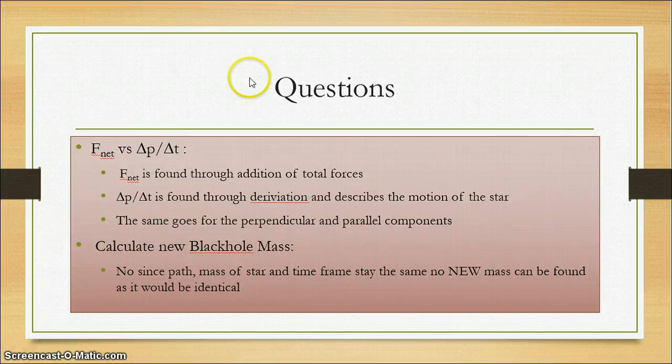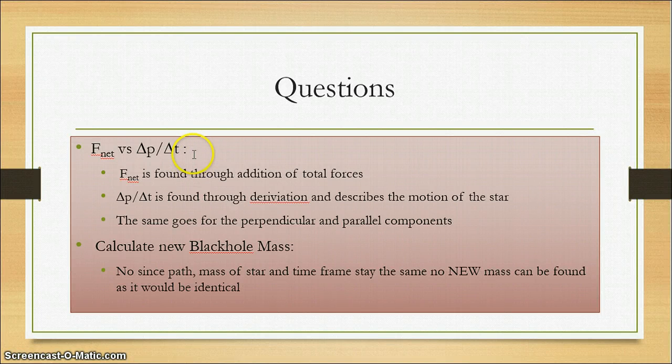Now let's answer the questions provided in this lab. The first question was to analyze the difference between the net force and dp dt. The net force equals dp dt, but the net force is found through addition of total forces, while dp dt can be found through derivation and describes the motion of the star in this lab. The same goes for the perpendicular and parallel components.